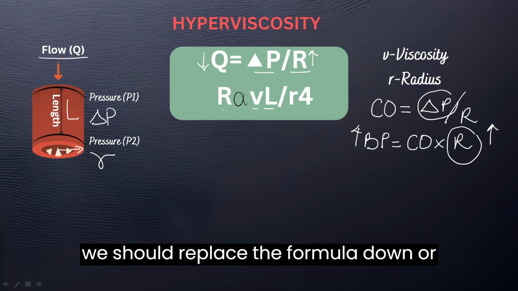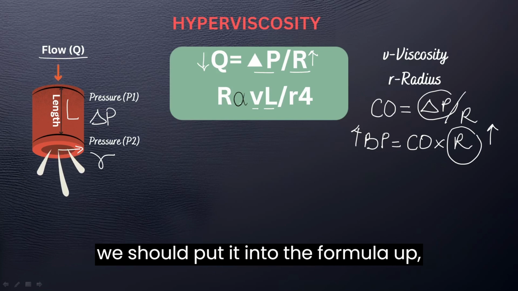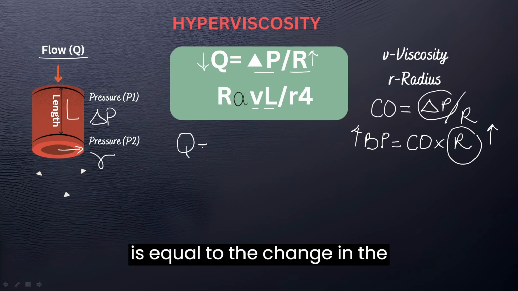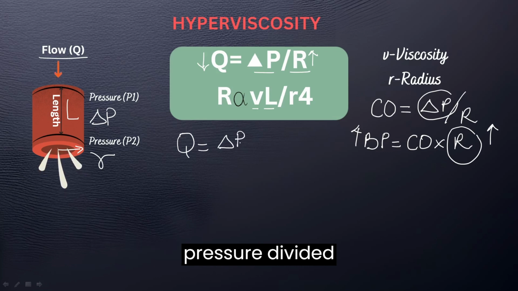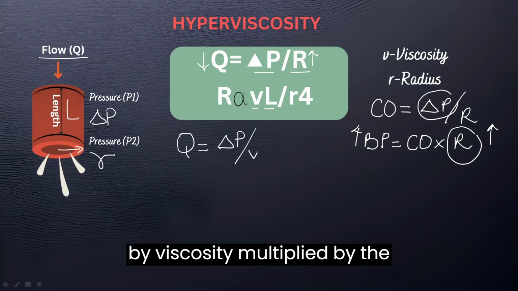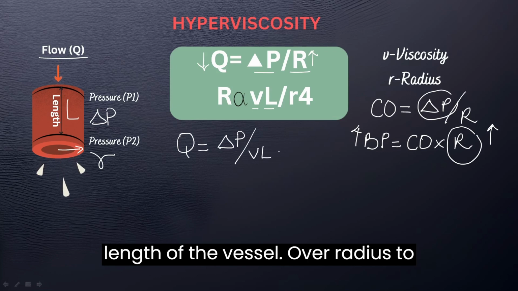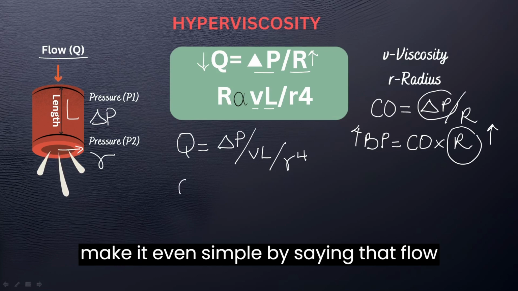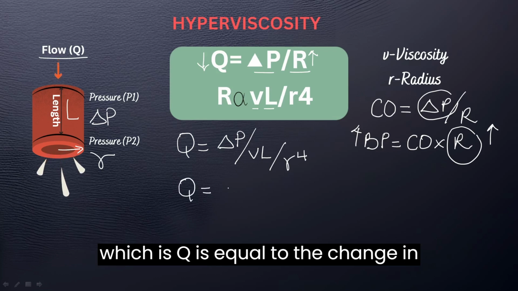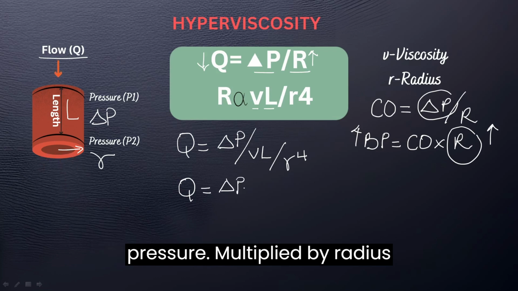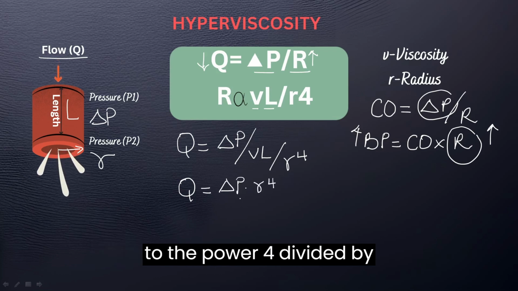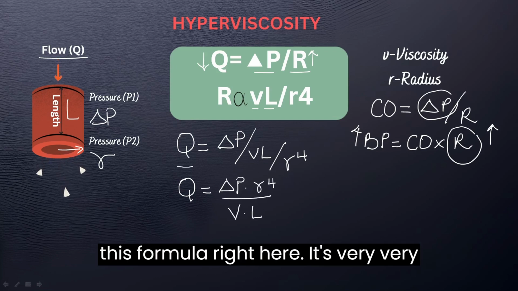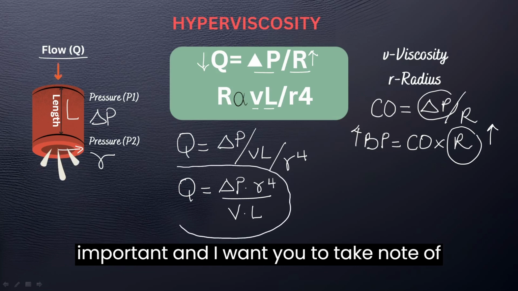Now, if we should put it into the formula up, then we could say that flow, which is Q, is equal to the change in the pressure divided by viscosity multiplied by the length of the vessel over radius to the power 4. Now we could flip this and make it even simpler by saying that flow, which is Q, is equal to the change in pressure multiplied by radius to the power 4 divided by viscosity times the length. So this formula right here is very, very important, and I want you to take note of this.